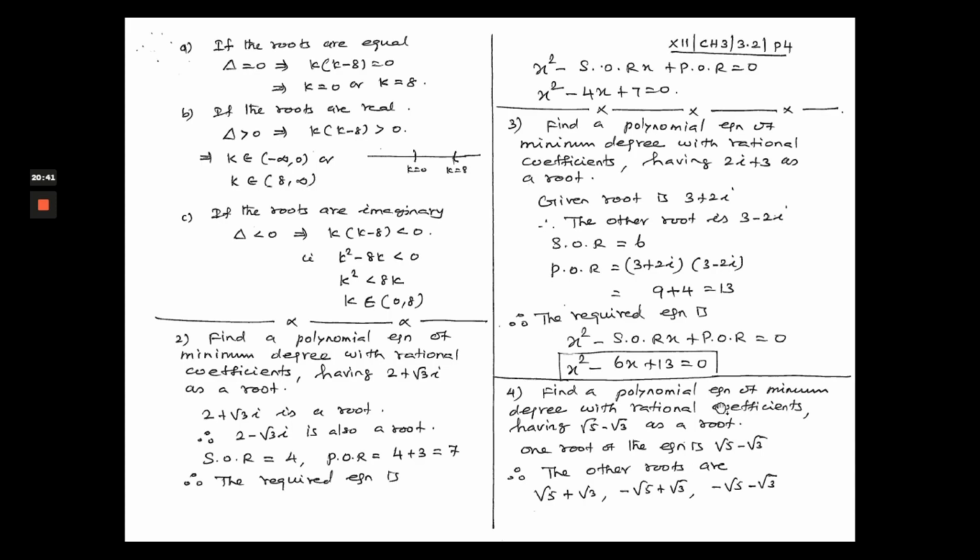Find a polynomial equation of minimum degree with rational coefficients having root 5 minus root 3 as a root. So one root of the equation is root 5 minus root 3. The other roots are root 5 plus root 3, minus root 5 minus root 3, minus root 5 plus root 3. These are all the other roots.